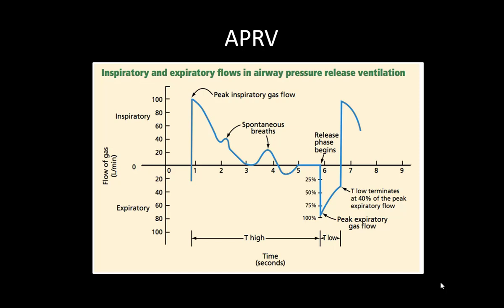Now flow becomes static, and as you can see here, we don't allow this expiratory flow to go to zero, because if it goes to zero, then there will be de-recruitment. So T low terminates at around 40% of the peak expiratory flow. This premature termination of expiration causes the generation of auto PEEP, and that keeps the recruitment in place.